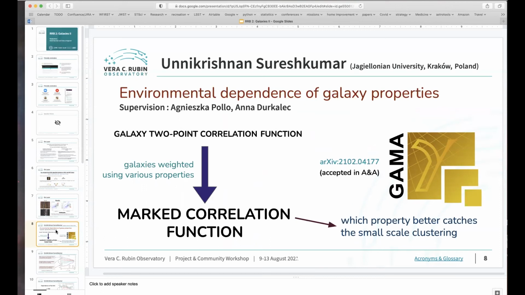Yes. Hello, everyone. My name is Unnikrishnan. So my research focuses on the environmental dependence of galaxy properties. So this field has been explored previously using galaxy two-point correlation functions. In my work, I use marked correlation function, which is estimated similar to two-point correlation function, except that the galaxies are weighted using different properties. So the marked correlation function estimated using different properties can be compared to know which property better catches the small scale clustering. This tool, we have used recently with the data from the Gamma survey, and the work has been accepted, and this is the archive link. You can have a look at it.